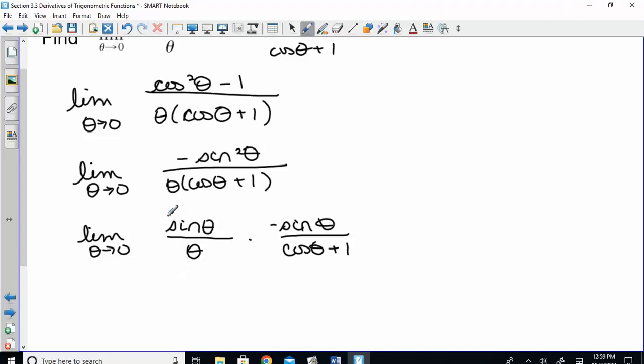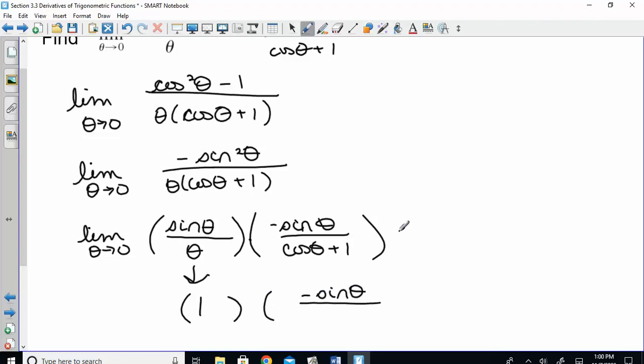Now, we could do the limit of each of these pieces separately. We have a theorem that tells us the limit as theta approaches 0 of sine theta over theta equals 1, times negative sine of 0 over cosine of 0 plus 1.